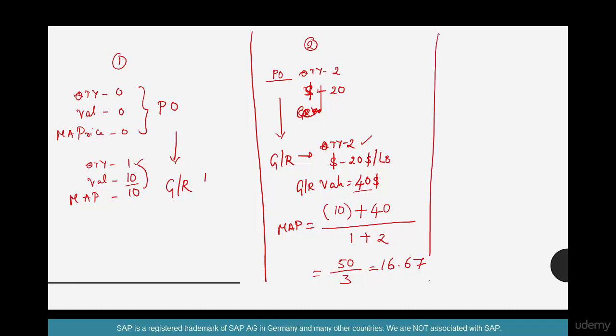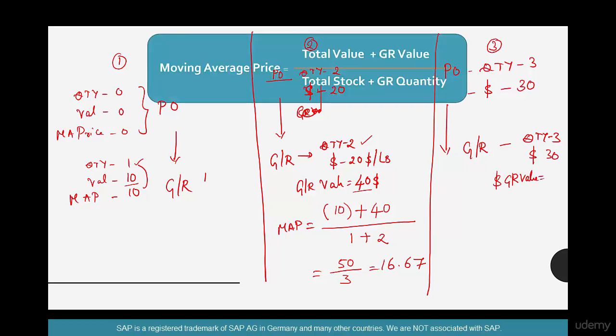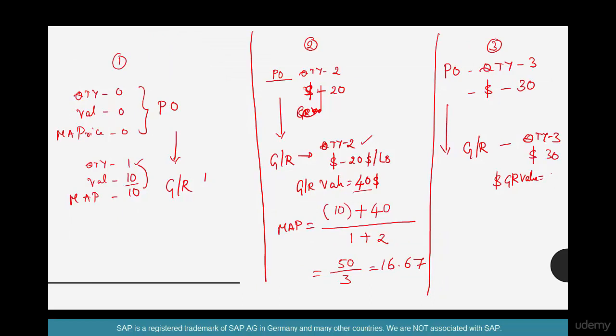Next time, for example, let me do one final example. Again, let's do a PO quantity of 3 at a dollar price of 30. And do you do a goods receipt? Of course, for quantity 3 at a dollar price of 30. So the dollar GR value, meaning what's the total value of goods that we have received? That would be equal to 30 into 3, $90.